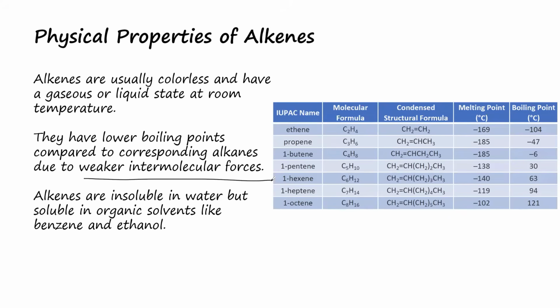And as we can see from here, we have the compounds. So as we can see from ethene, as you move down, the boiling point is increasing. As you move down from ethene to 1-octene, the melting point is increasing. And of course, the boiling point is also increasing as you move down the family. So as you can see, the boiling point increases with an increase in the number of carbons.